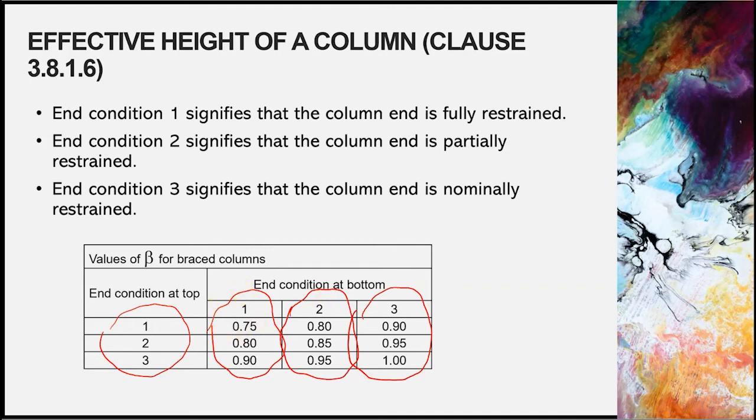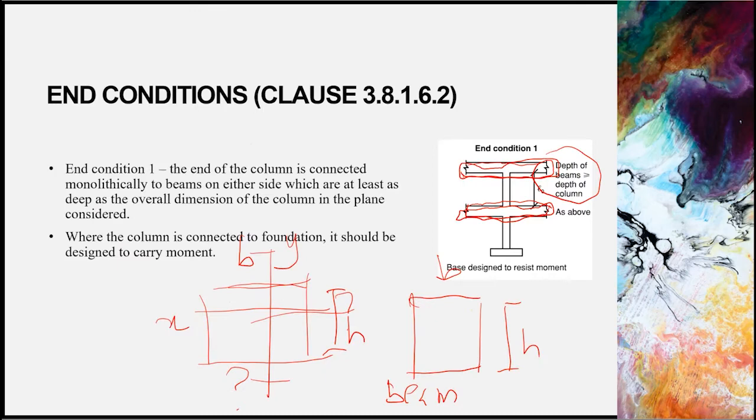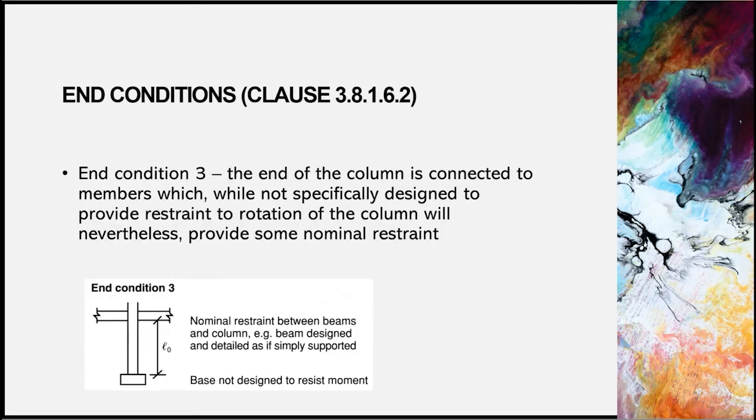fully restrained, which mean end condition number 1, you akan ambil this one. But if you have like end condition at the bottom ni, maksudnya column dengan beam dekat bawah sambungan dia lain, and column dekat beam yang atas sambungan dia jenis lain-lain, you akan select yang berbeza-beza ikut this table. Okay, alright.